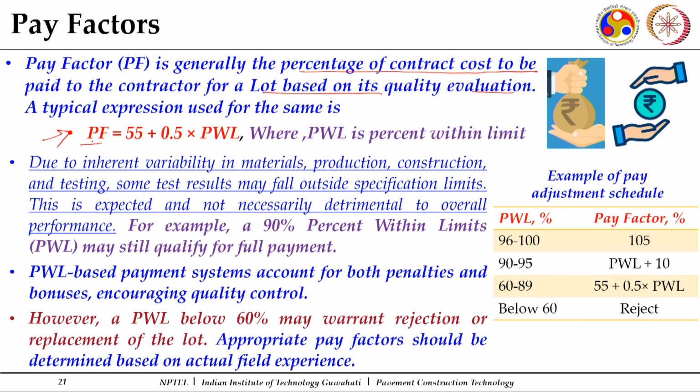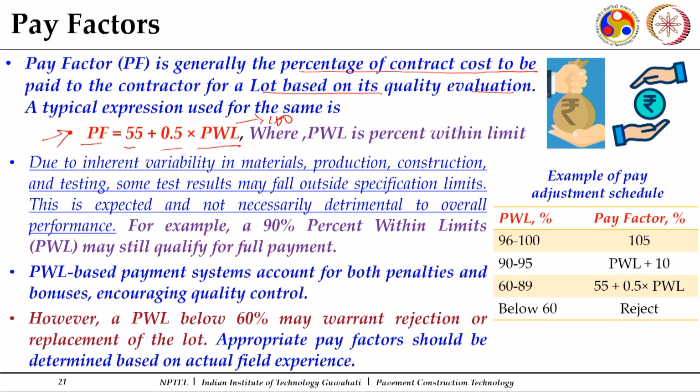It is mentioned that the pay factor is the percentage of the contract cost which can be paid. So, it says 55 plus 0.5 into PWL, the percentage within limits. If 90% is within limits, then in that particular case the pay factor will be 100%, so I can make a 100% payment. This is a typical example, because I understand that there will be 5% variability. So, I have to realize and consider this variability while making the payments through the contract.